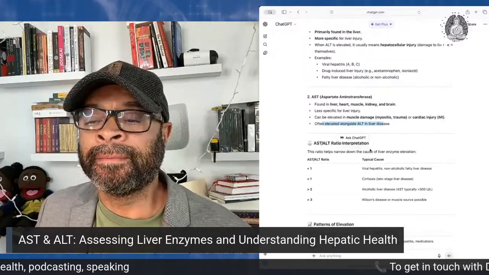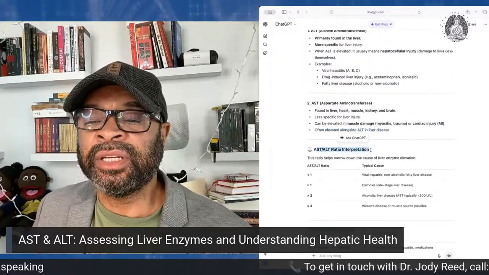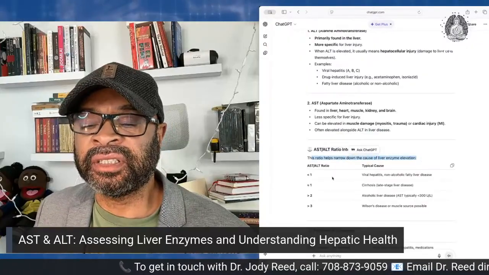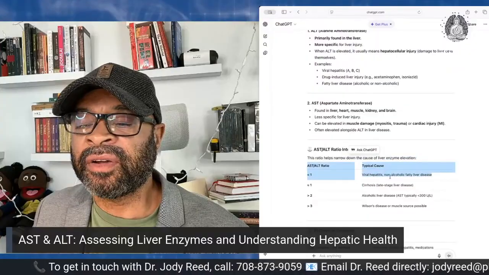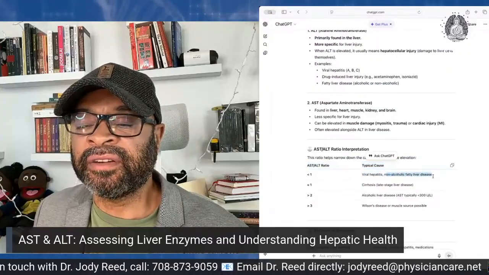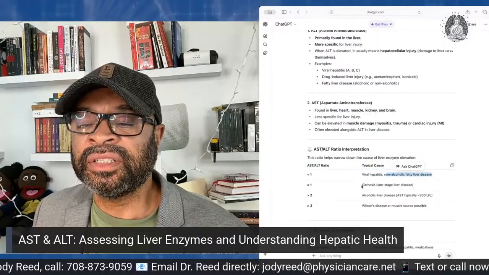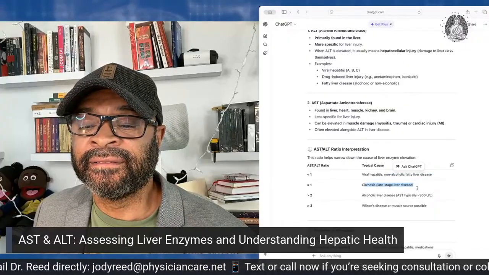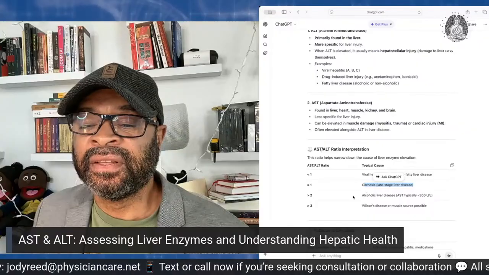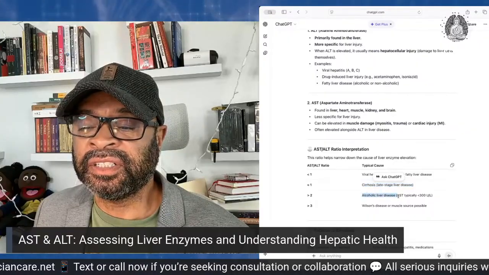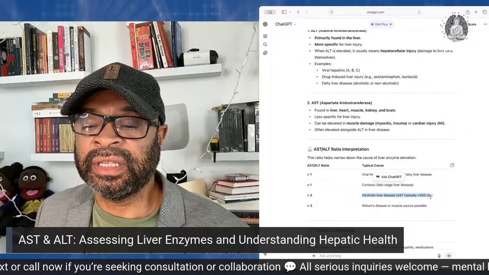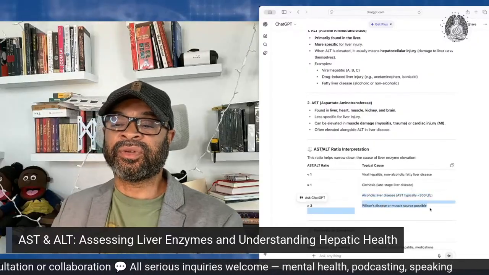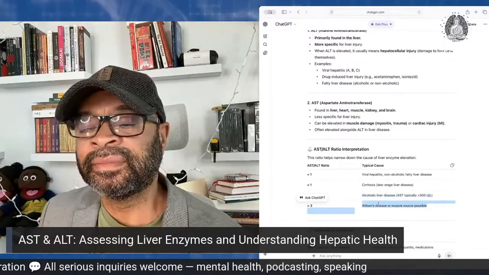Okay, the AST-ALT ratio. This ratio helps narrow down the cause of enzyme elevation. Less than 1: viral hepatitis or non-alcoholic fatty liver disease. 1-to-1: cirrhosis. 2-to-1, where AST is over ALT: alcoholic liver disease. 3-to-1: Wilson's disease or a secondary muscle source.